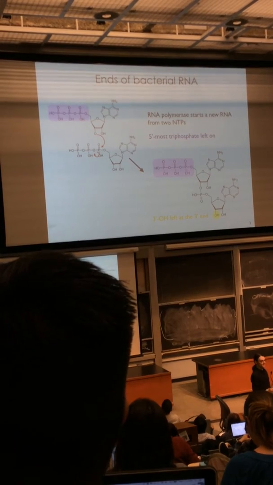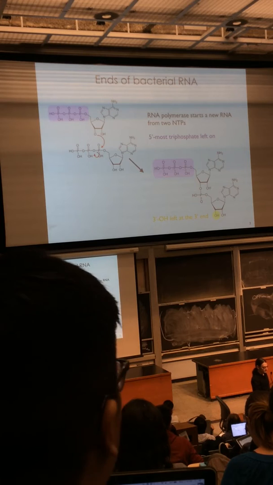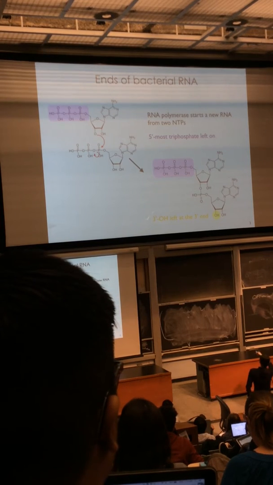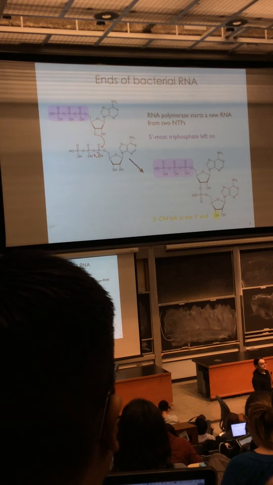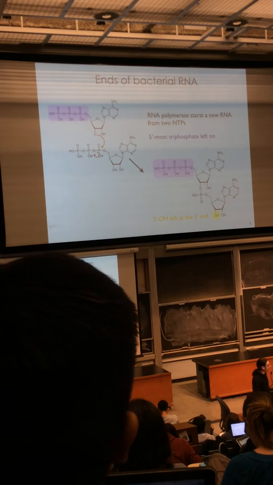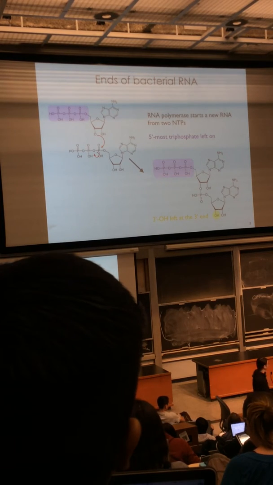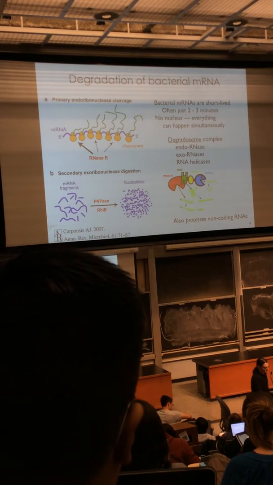Likewise, at the end, if you remember, termination essentially involves pulling the growing RNA off of the DNA template. There's no special or additional chemistry that happens there. As a result, the 3' OH that's present at the end of a growing RNA chain is simply what's left at the end of a bacterial RNA. Some of the other non-mRNA transcripts in bacteria are processed differently, and we'll mention that a little bit. But these are left essentially as is until they're degraded.